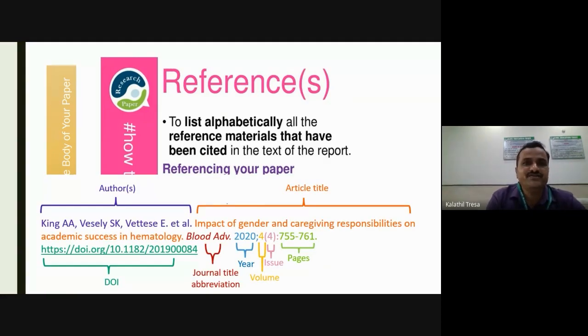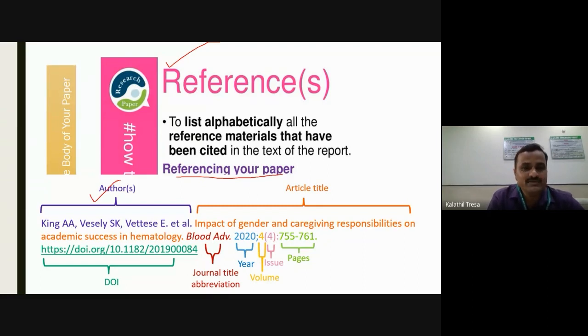Then next one is the references part. In the references part, the most simple method adopted is alphabetical writing of the references which are cited in the text of the report. But one of the methods that is used is the Vancouver format. I have given here the reference, how to write the reference of a paper. See here, when we are referring to any research paper, go for writing firstly the authors' names.